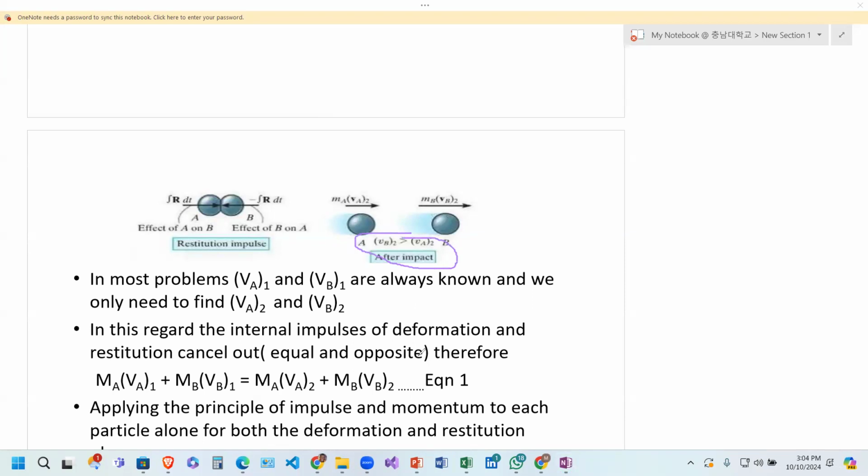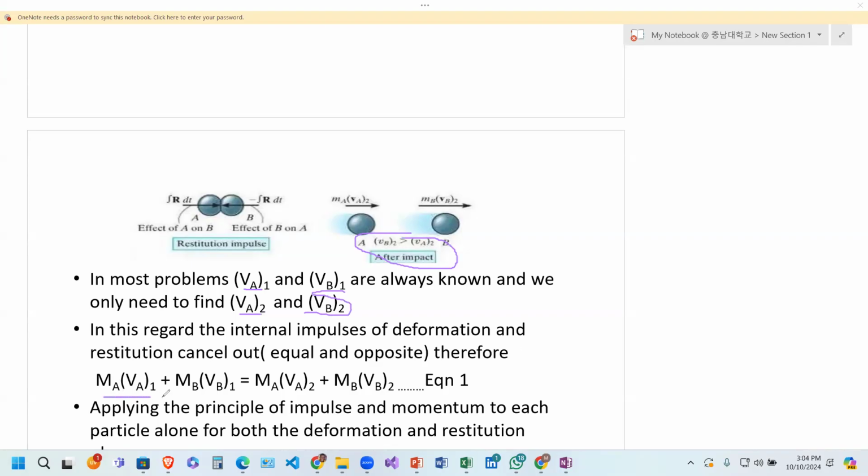In most problems, the initial velocity of particle A and the initial velocity of particle B are always known. They tell you the particle is moving with this velocity, and particle B is moving with that velocity, and we only need to find the final velocity of particle A and the final velocity of particle B. So in this regard, the impulses of deformation and restitution cancel out, because they're equal in most cases. And when they're equal, that means we are going back to the principle of conservation of momentum.